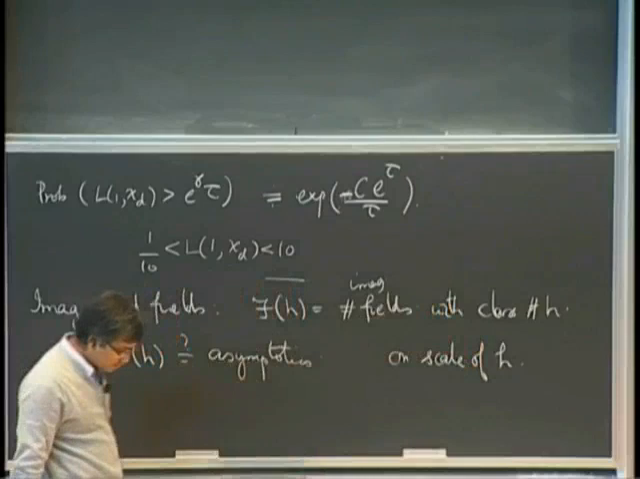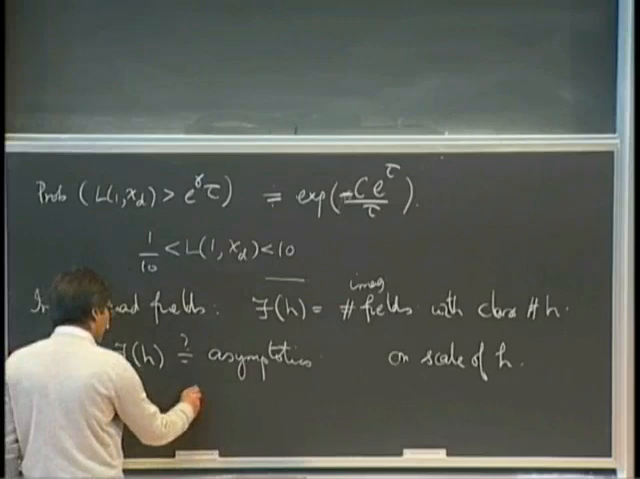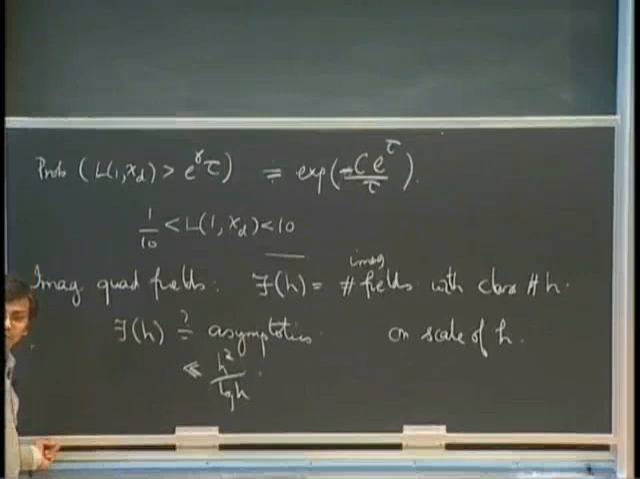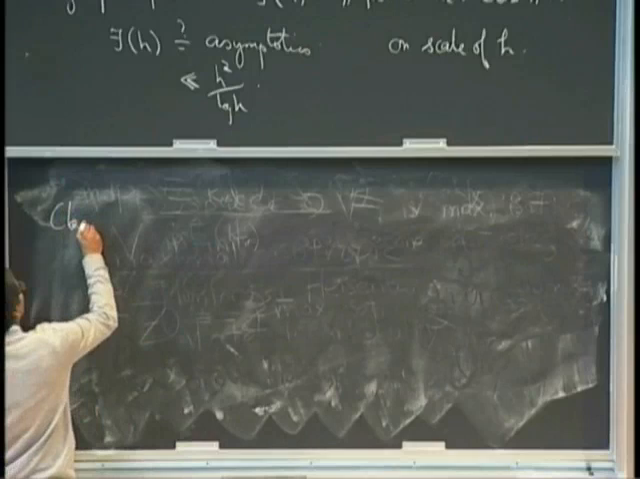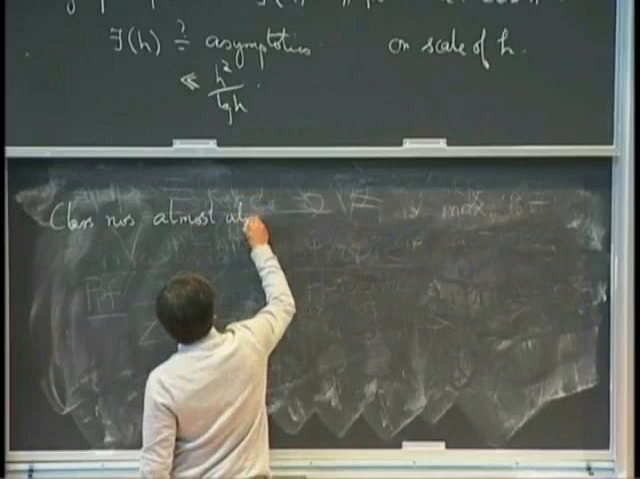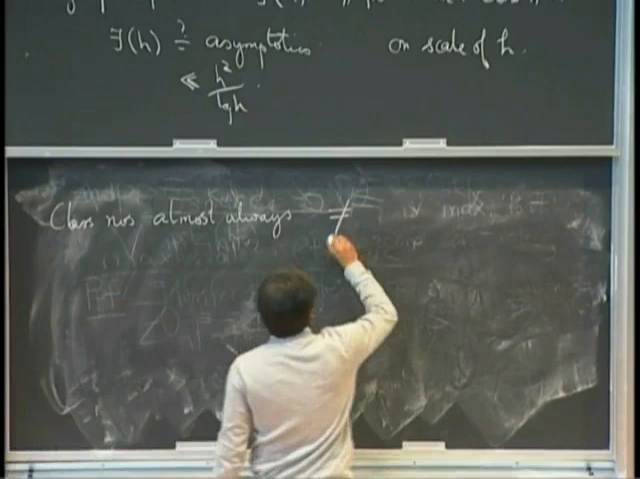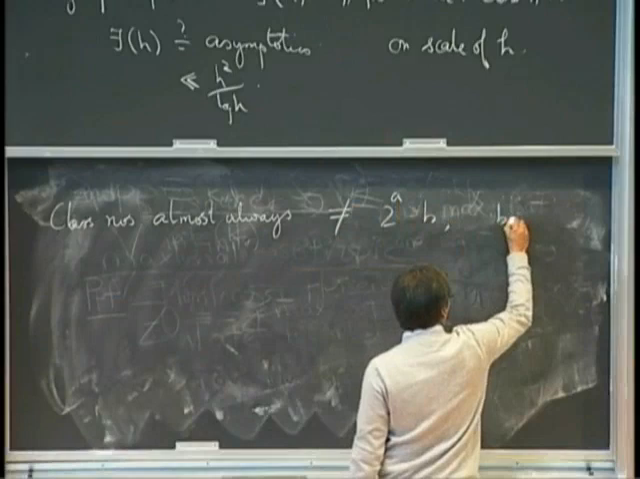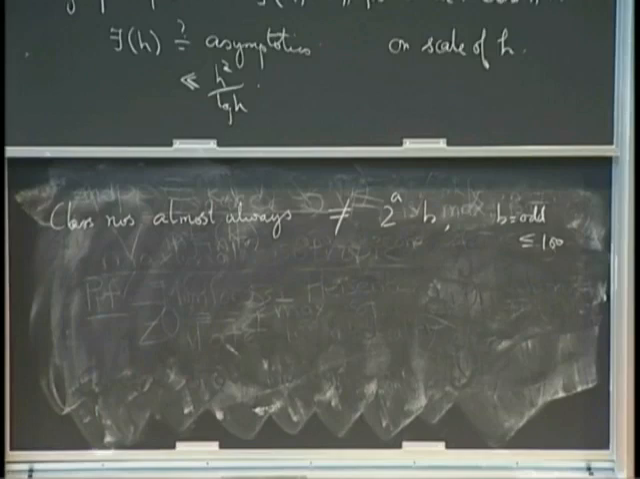OK, the only thing that I can prove based on this is something very silly. I can only prove something like this is bounded by h squared divided by log h or something like that. That's the only thing I know about this. But that has a consequence. It proves that the class numbers are not all of the form a power of 2 times some b, and let's say b is an odd number less than 100. So, you know, not all class numbers are powers of 2, or powers of 2 times some bounded number. In fact, most of them are not of this form.